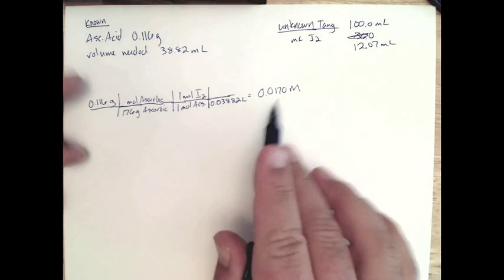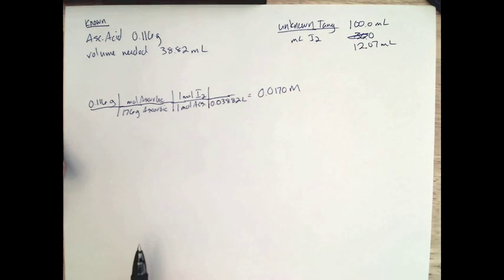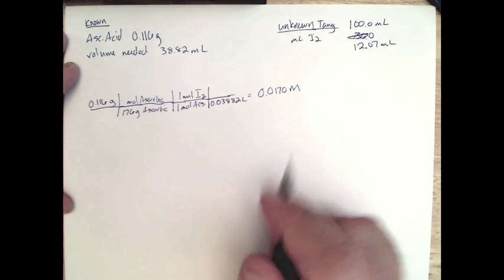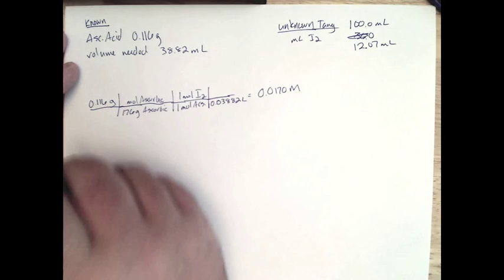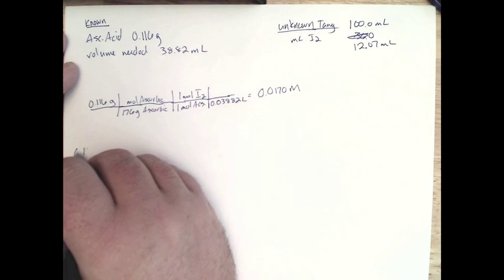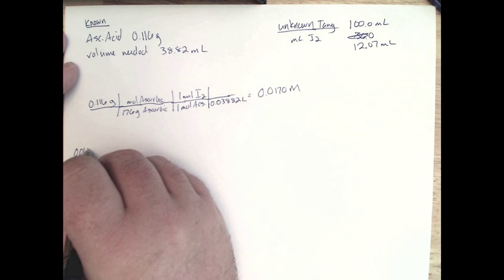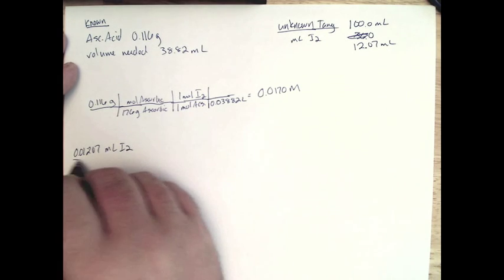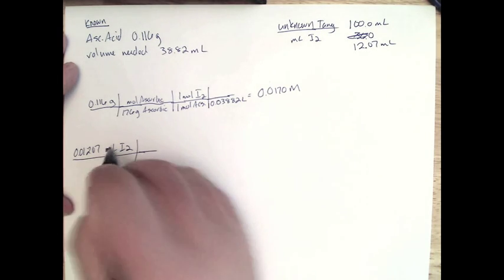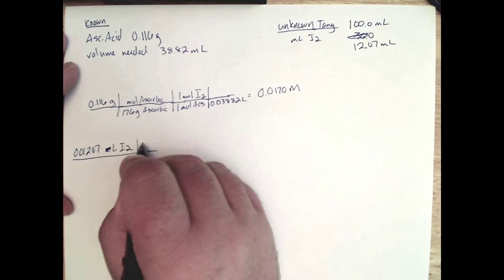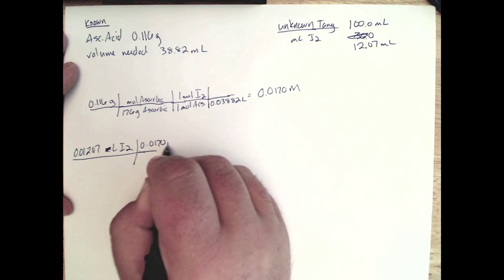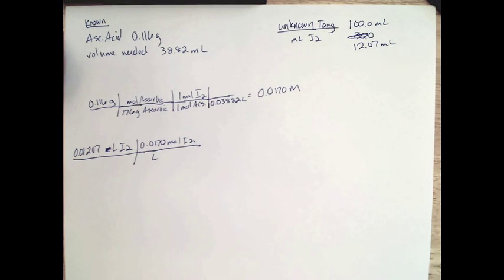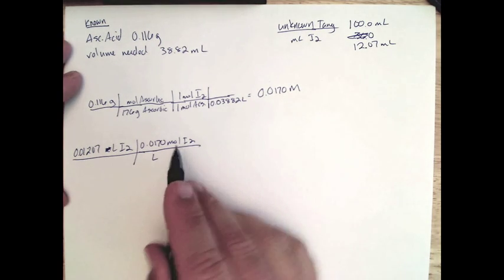Now the next question is to use this solution in the Tang and find out how many milligrams of ascorbic acid are in that sample. So if we used 100 milliliters of Tang, it took 12.07 milliliters of iodine, and we had calculated 0.0170 moles iodine per liter. Okay, so that gives us moles of iodine.